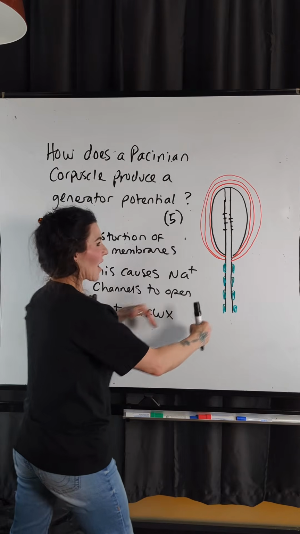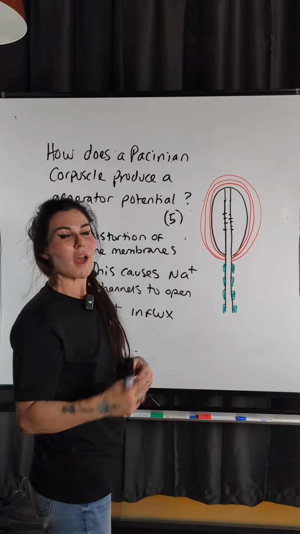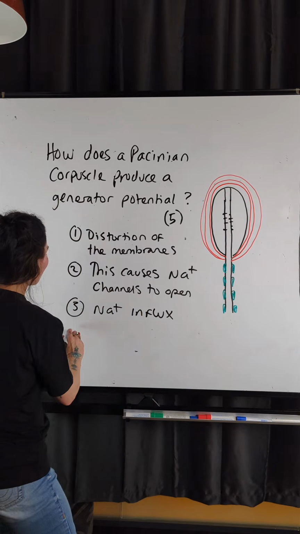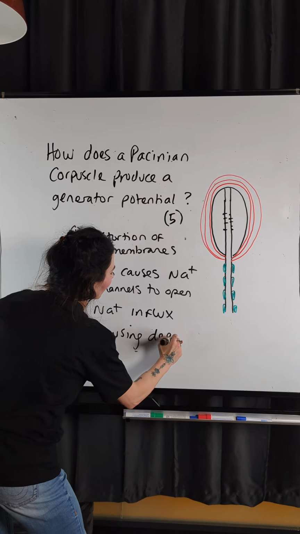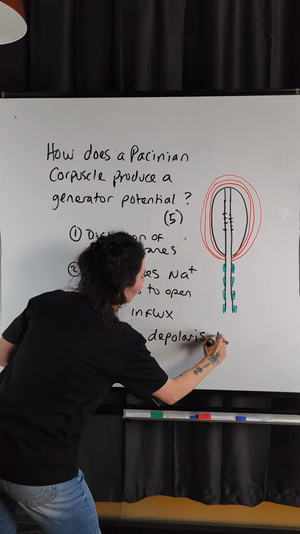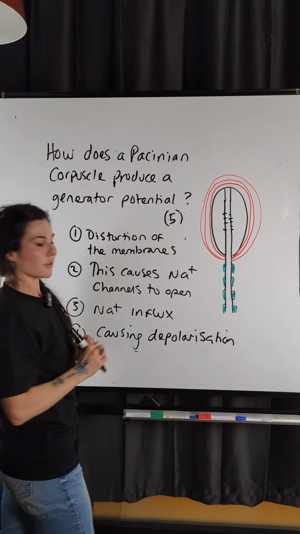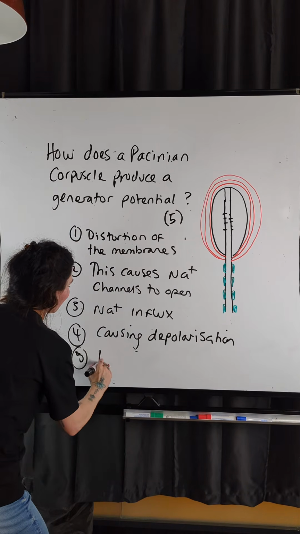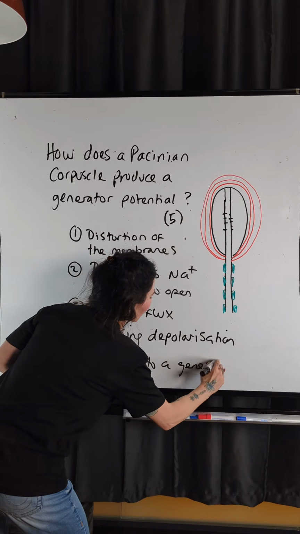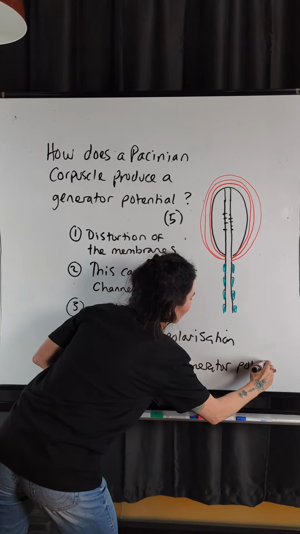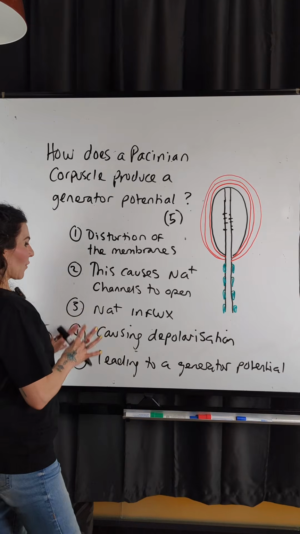Now, as the sodium ions influx, it changes the potential difference across the membrane, and we call that depolarization. That then leads to the generator potential. There's your 5 marks.